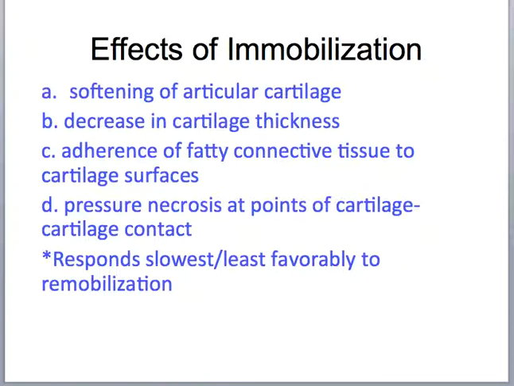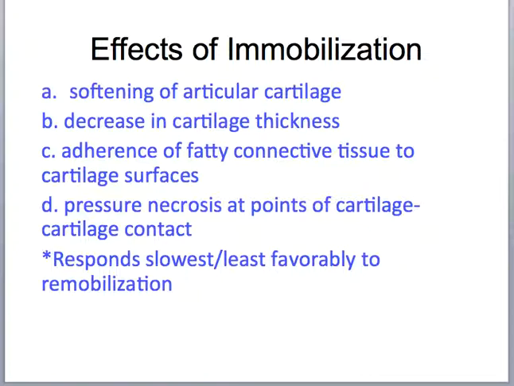Pressure necrosis, which is where we have bone-to-bone contact, so bone from the humerus connecting with the ulna, where that is in contact, will have cell death. So it's just from the pressure. Necrosis means death, so pressure death at the point of cartilage-to-cartilage contact. The articular cartilage responds the slowest and least favorably to remobilization.